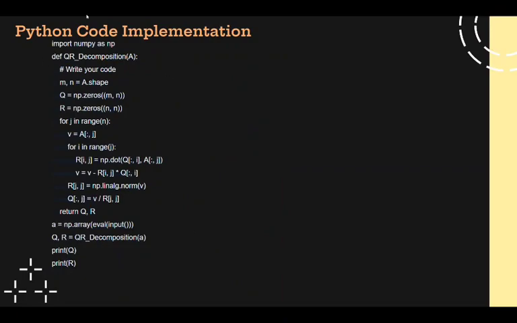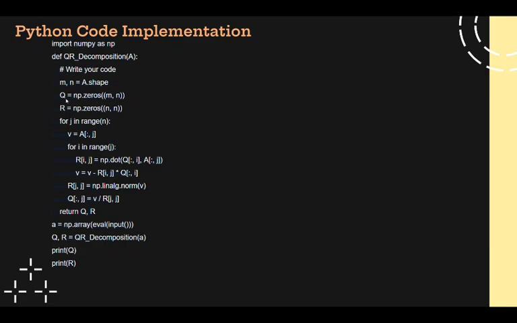Now let's walk through the Python code implementation. First, we import NumPy. This library is great for handling matrices and performs mathematical operations in Python. Here, we define a function called QR decomposition, which takes a matrix A as input. This is the matrix we want to decompose. We extract the number of rows m and number of columns n from A. This tells us the size of the matrix.